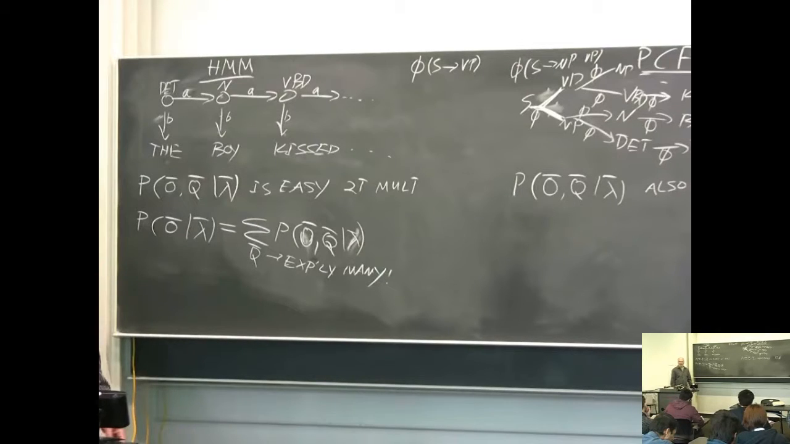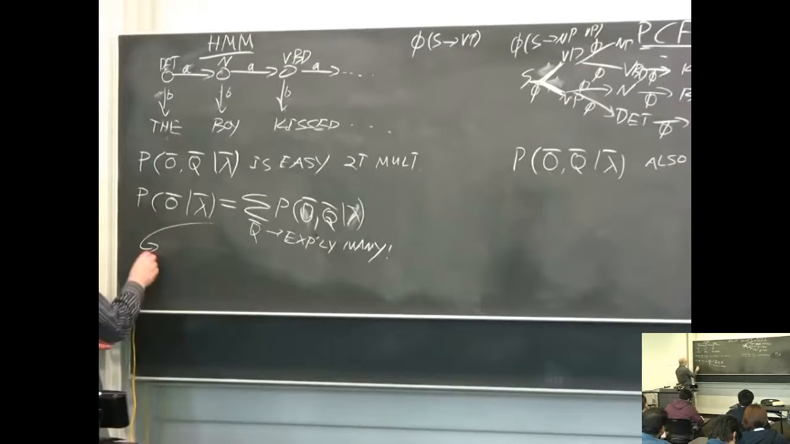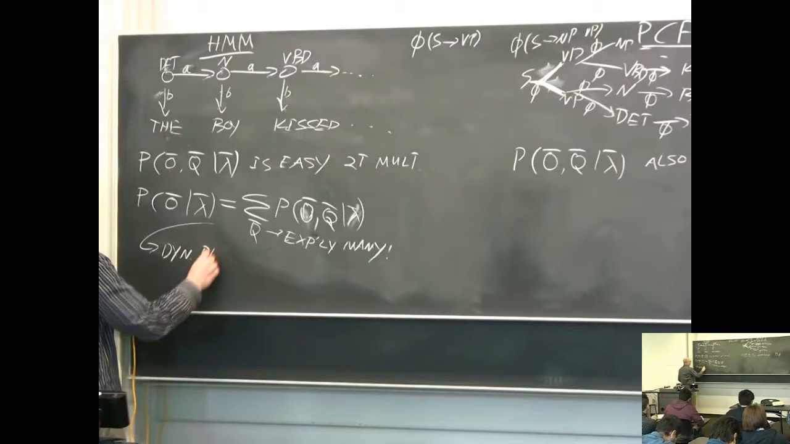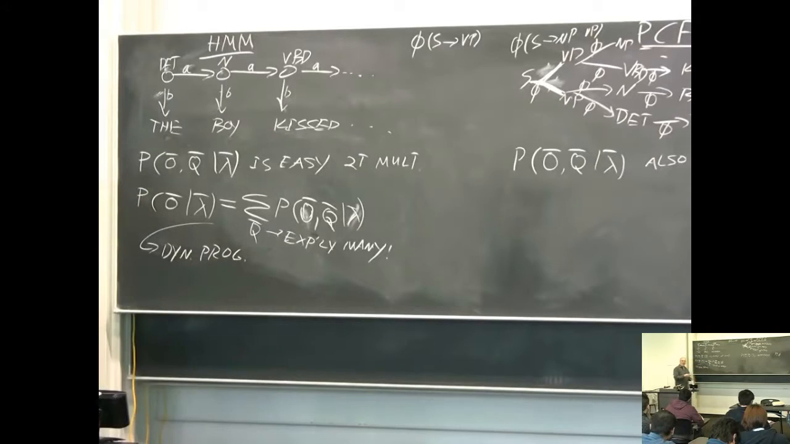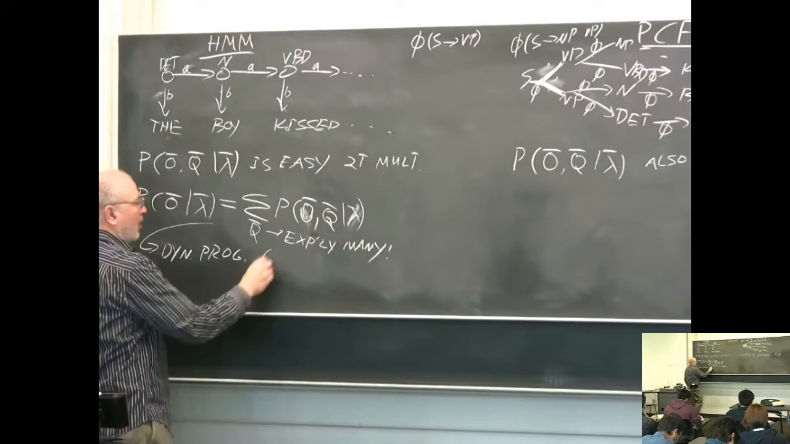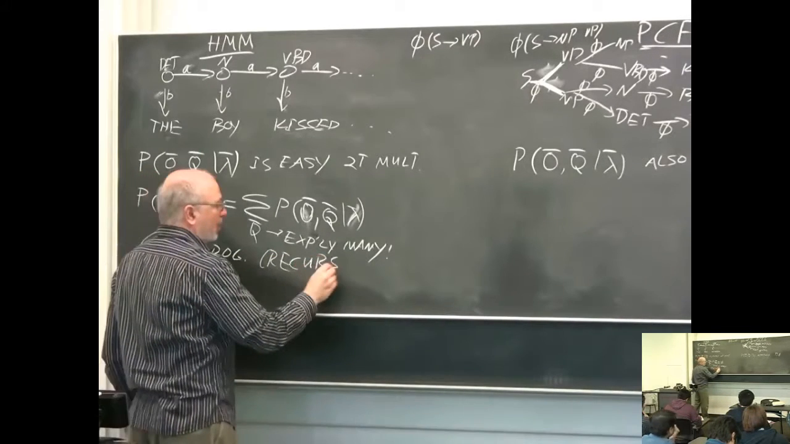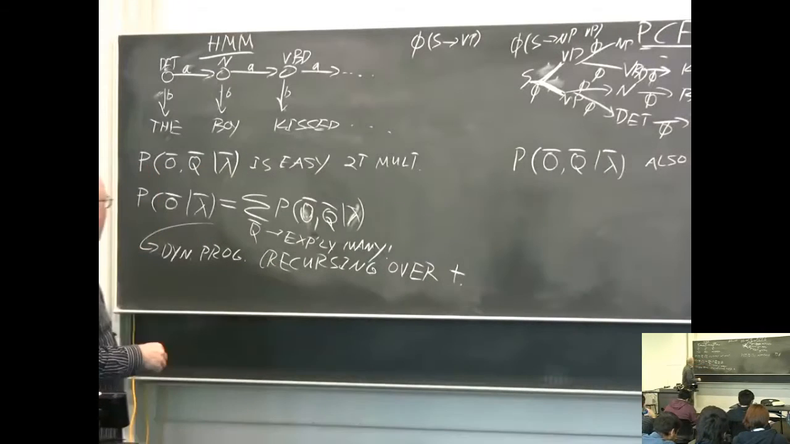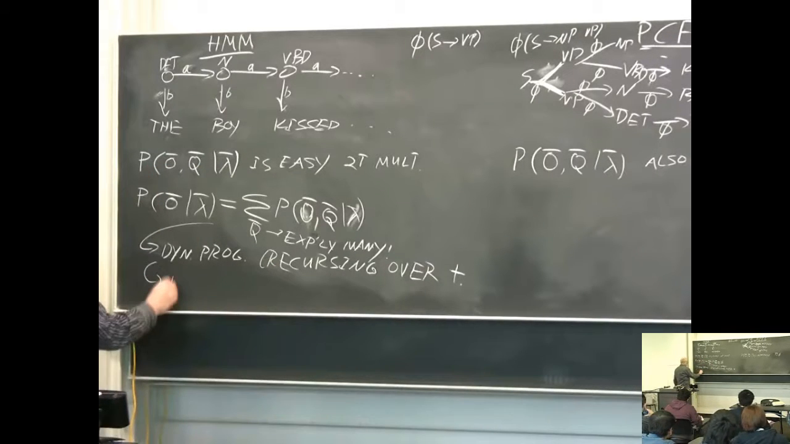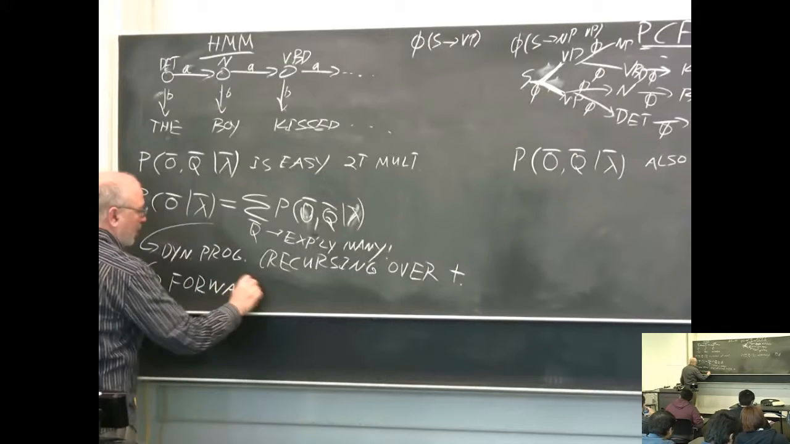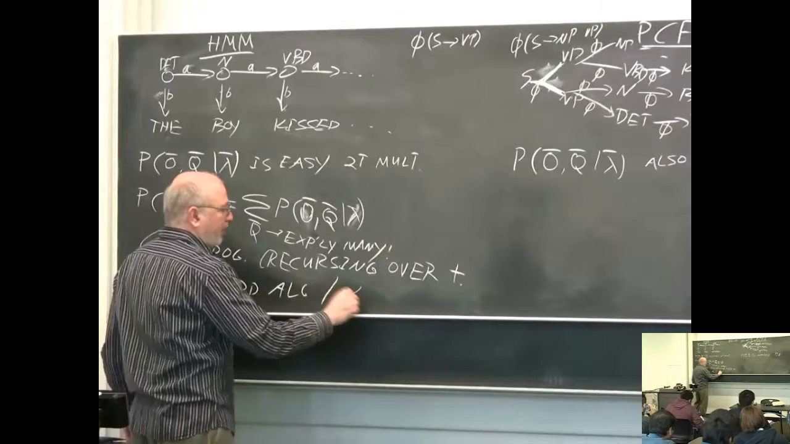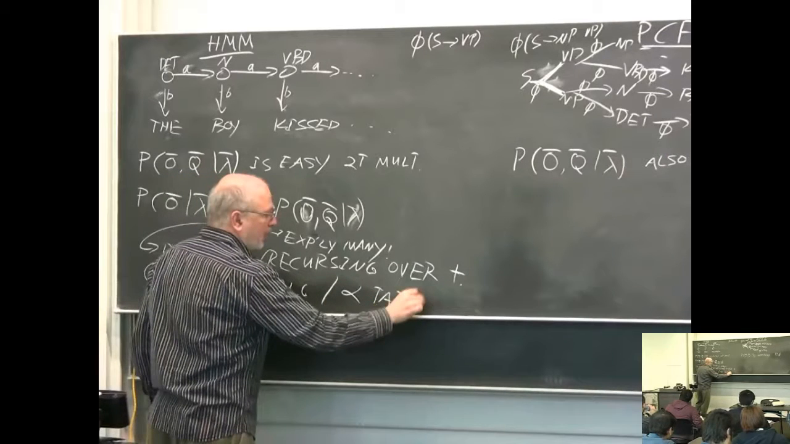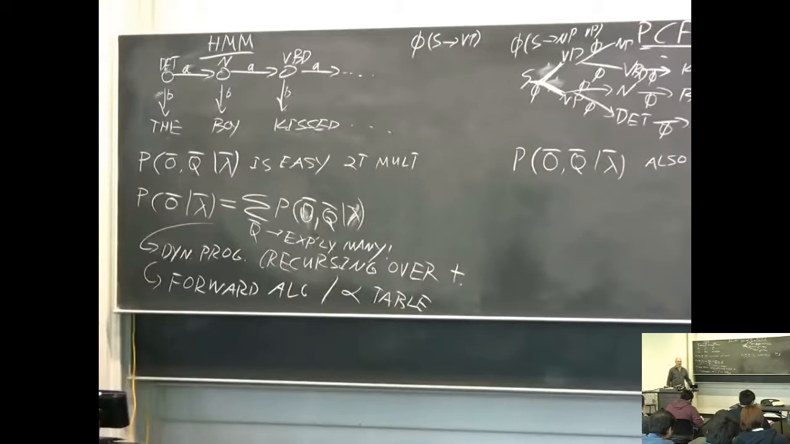Instead, we do dynamic programming, where the recursion is over the position in time. Recursing over t. T is the position in time. And this goes by the name the forward algorithm. Also known as the alpha table. Filling the alpha table. Okay? You remember all of that from HMM?